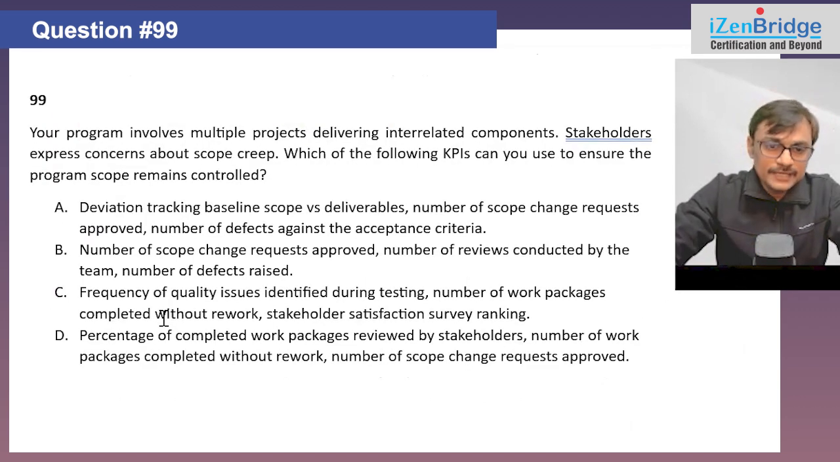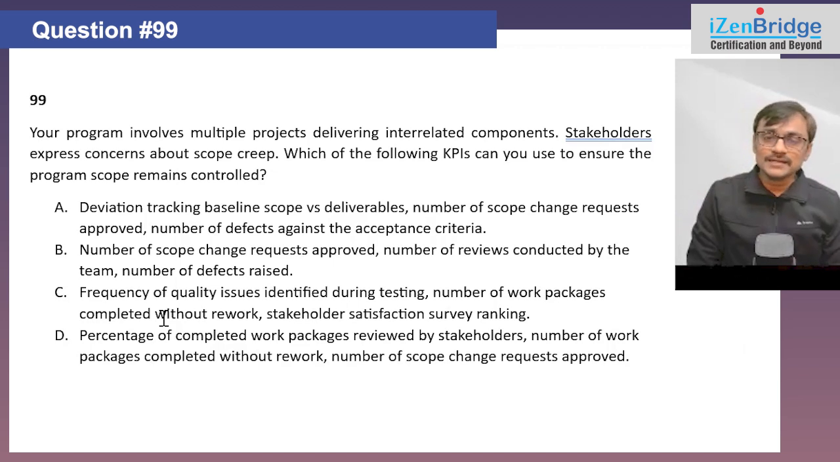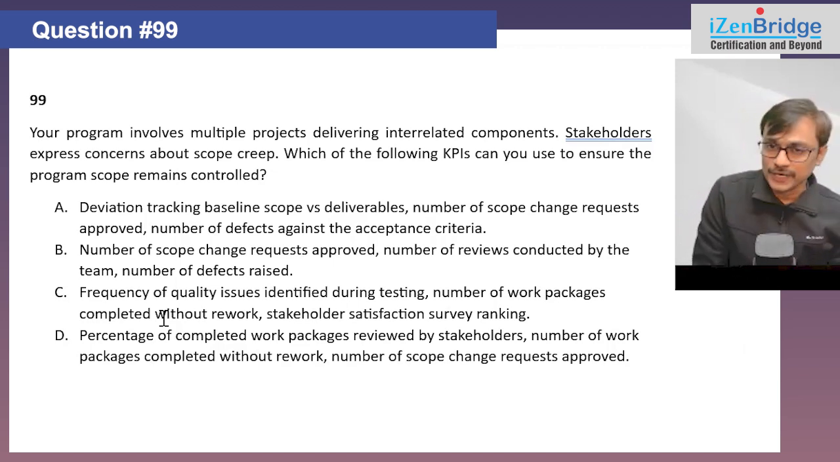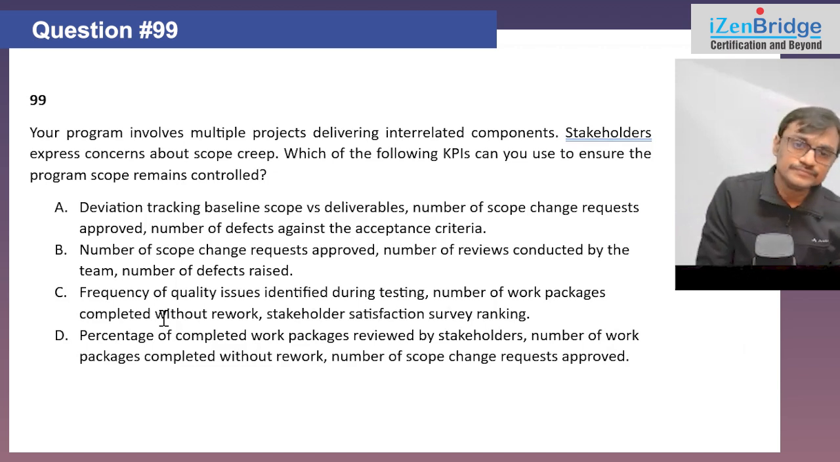Question number 99. Your program involves multiple projects delivering interrelated components. Obviously, stakeholders express concern about scope creep. Which of the following KPIs can you use to ensure the program scope remains controlled? That's interesting. It is basically testing the ability of a program manager to identify the indicators and metrics as a performing program manager.